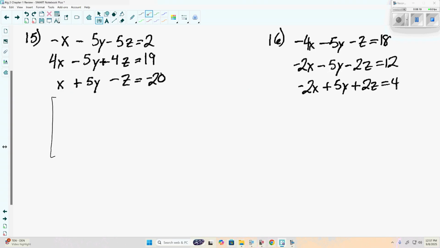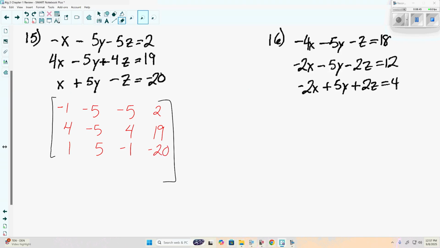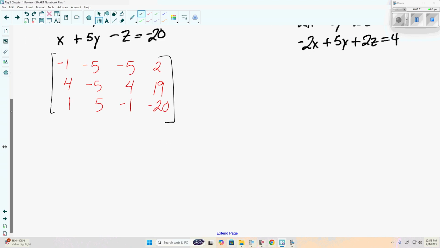So going across the top, our coefficients would be -1, -5, -5, 2. Our second equation would be 4 for x, -5 for y, +4 for z, and +19. And our last one would be 1 for x, +5 for y, -1 for z, and -20. And our dimensions would be a what? 3 by 4. We have 3 rows and 4 columns.